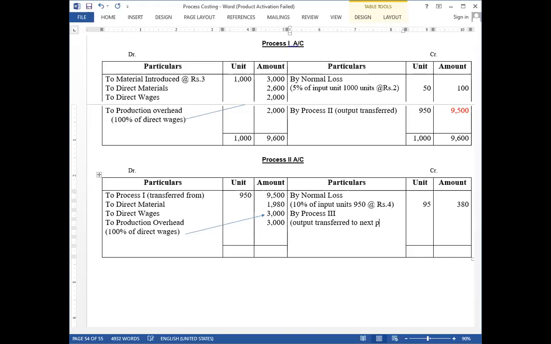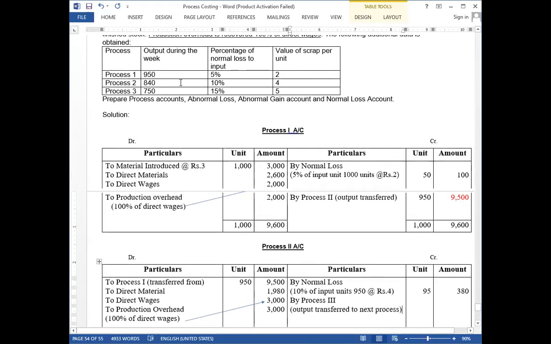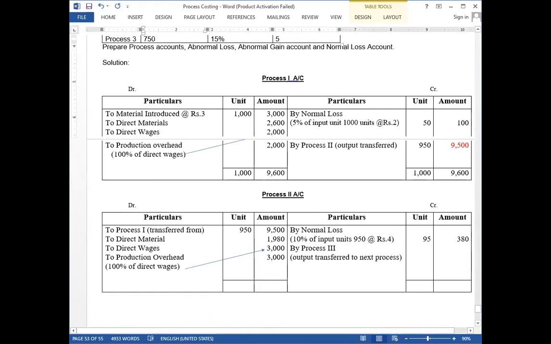Next is process 2. How much is the output for process 2? The output is 840 units. So write 840 units in the unit column. And what is the amount?